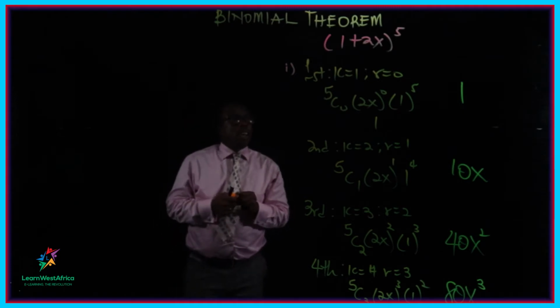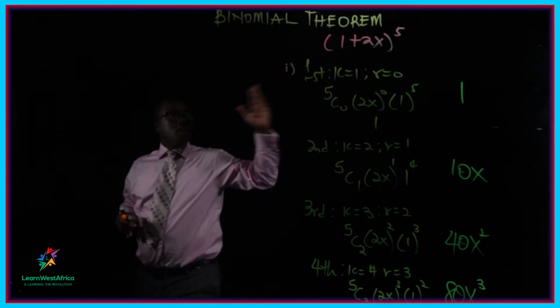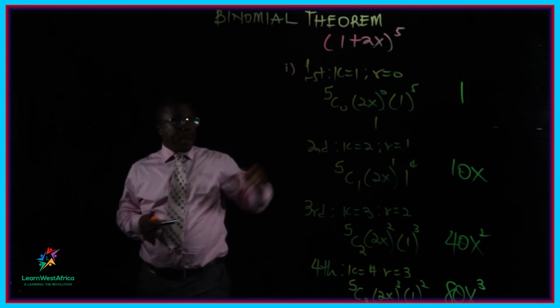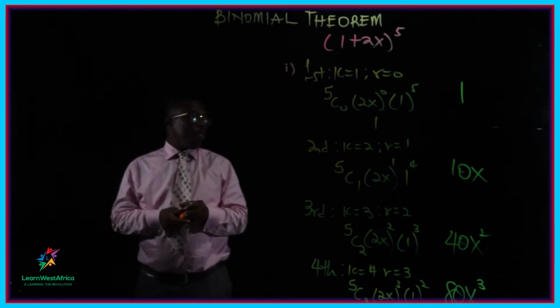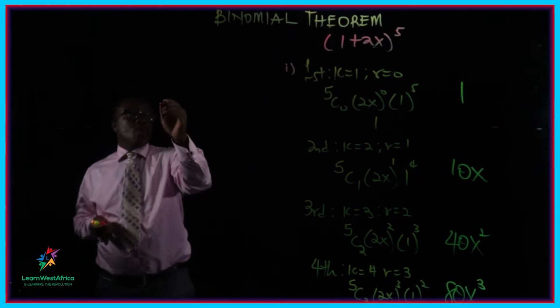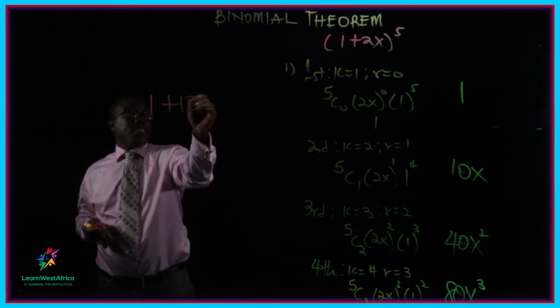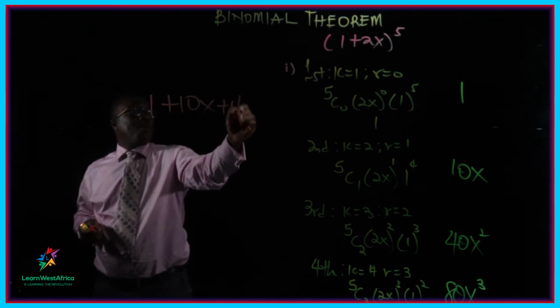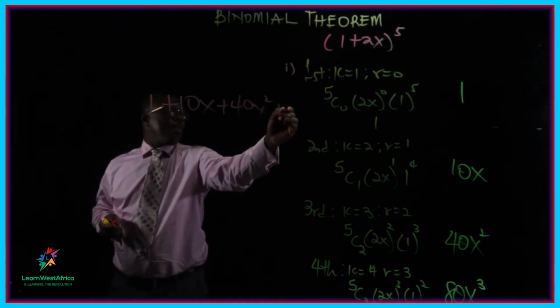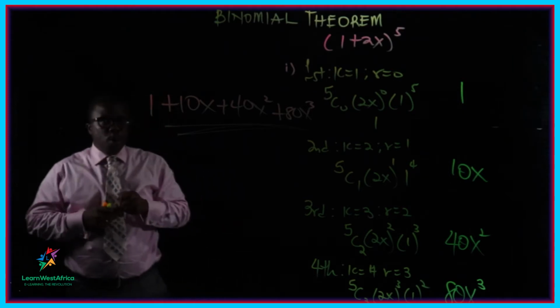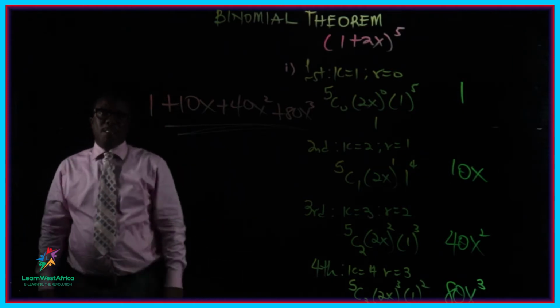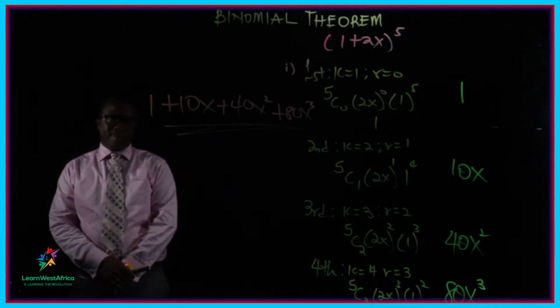So if we were to put together all the first 4 terms for the first part, we could just say that it is 1 + 10x + 40x squared + 80x cubed. That is going to give you the first 4 terms according to the question. I'm sure that's very simple for us to follow.